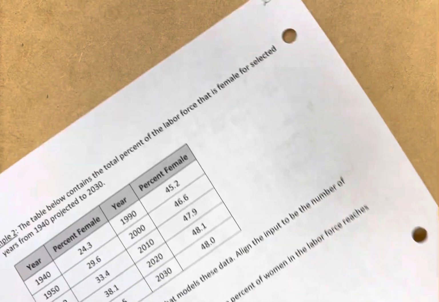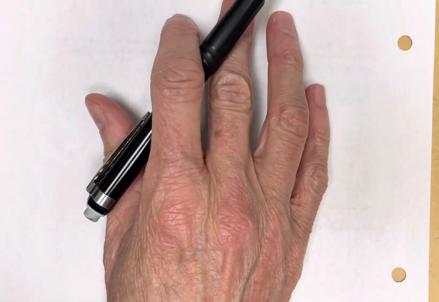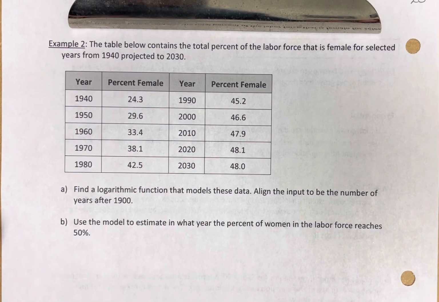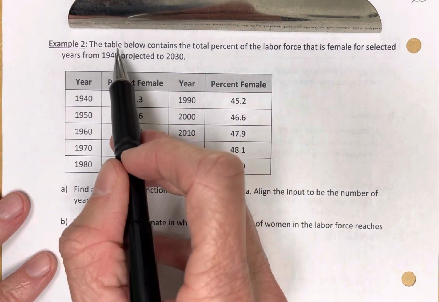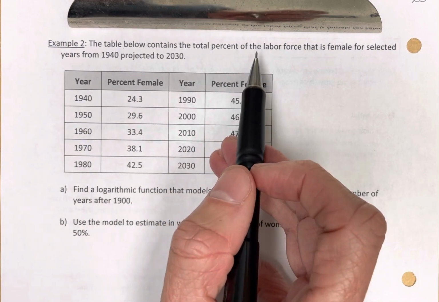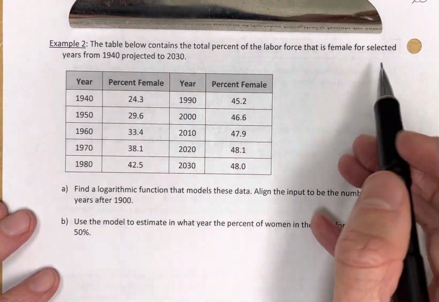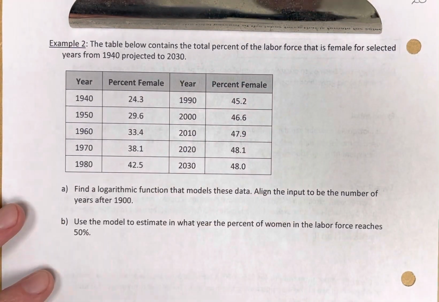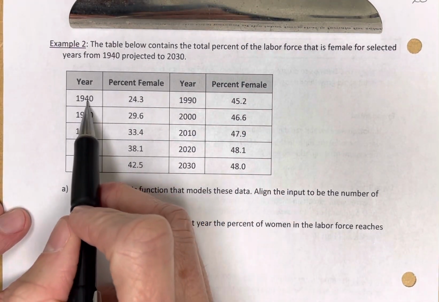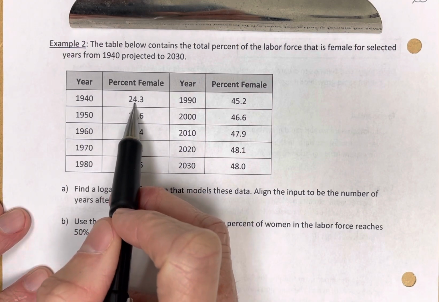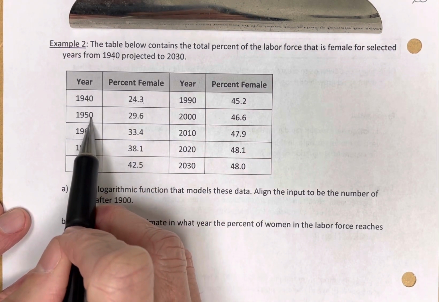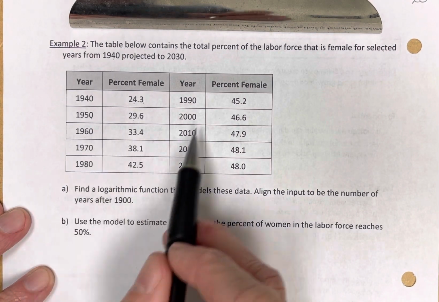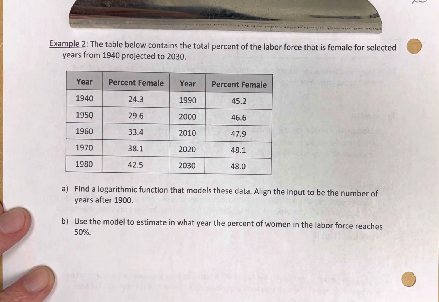Okay, let's do an example with the logarithmic model. All right, so here's a logarithmic model. We'll take a look at the model. The table below contains the percent of the labor force that is female for selected years from 1940 projected to 2030. So in 1940, the percent that were female was 24.3%. In 1950, a little higher, 29.6%, etc., up to 2030.